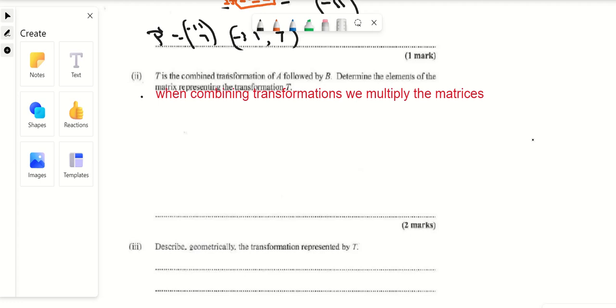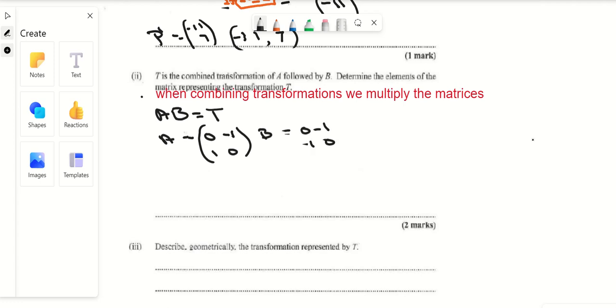They said A first, followed by B. So this will be AB is equal to T, the combined transformation. So they're saying A multiplied by B will give you T, right? We see that A was equal to 0, negative 1, 1, 0. And B is equal to 0, minus 1, minus 1, 0.